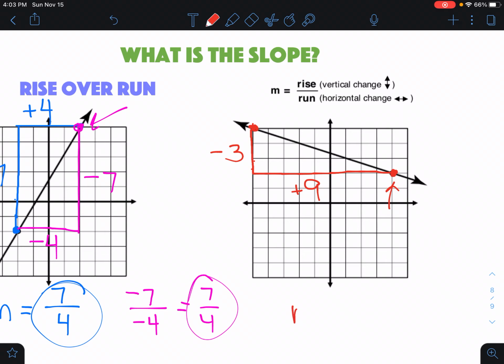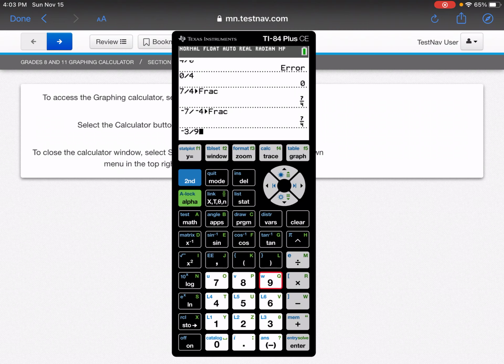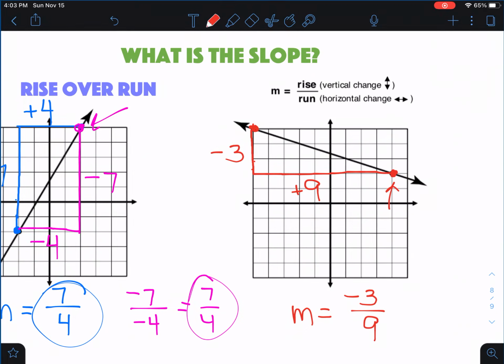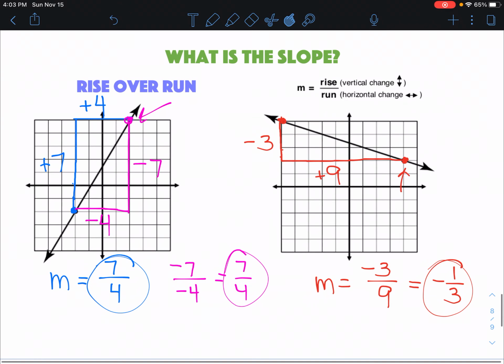So now my slope, rise, negative 3 over 9. Now we want to make sure that that is always reduced. So we're going to reduce that, and we'll do that on our calculator. Negative 3 divided by 9, math, press enter a couple times, and I get negative 1/3. That is my answer. That's my slope. All right. That's how we find our slope.